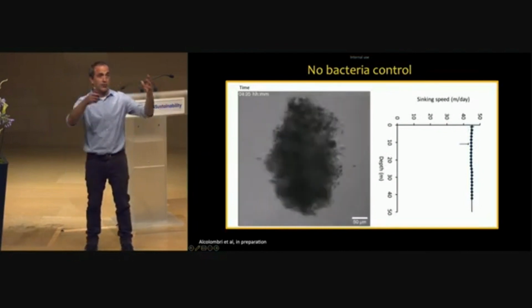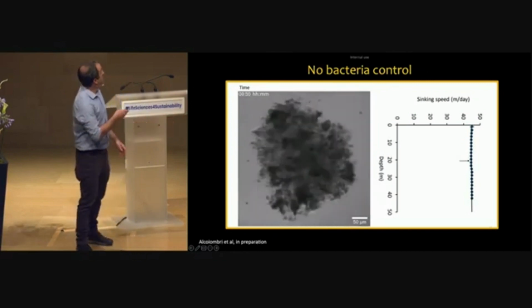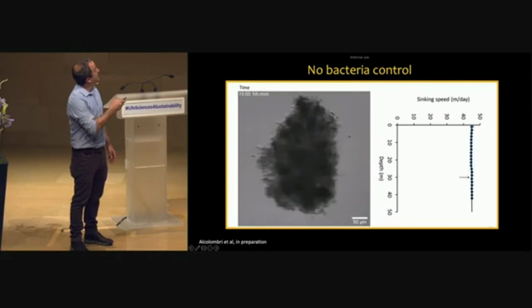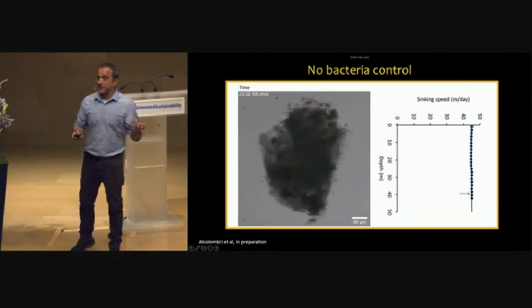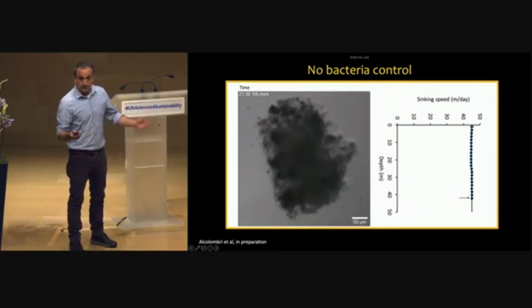So the first experiment is the control. What we did is to take one of those particles and let it sink in sterile seawater. And as you can see, the particle can sink, and we can measure the sinking speed. Nothing happened. The particle is rotating for some reason, and the sinking speed stays quite stable.